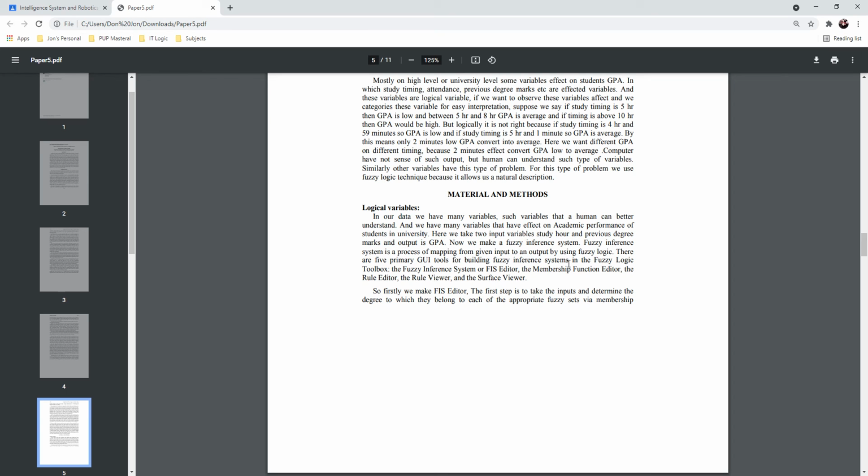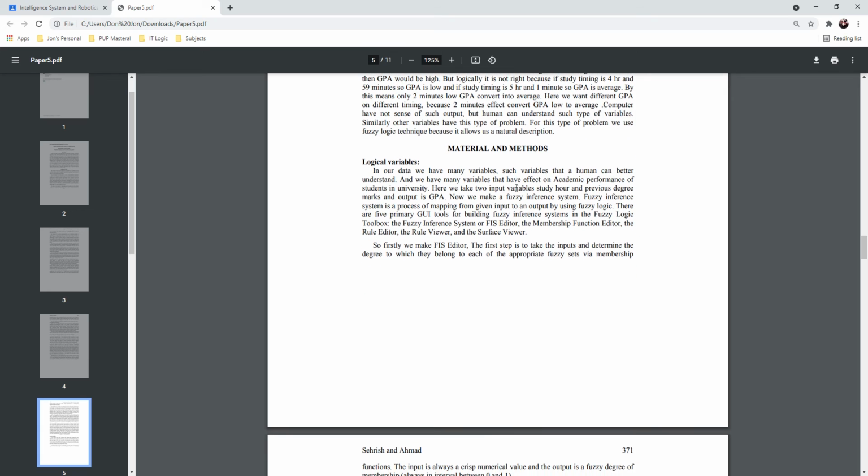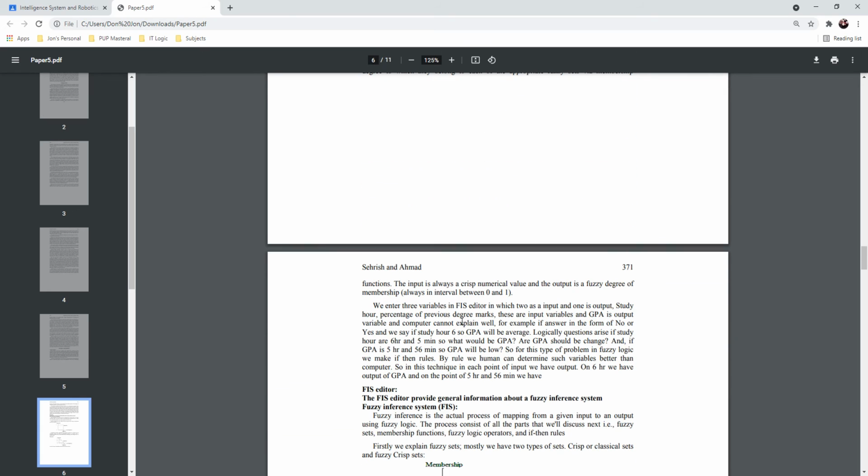Now they have applied the fuzzy inference system, which is basically the mapping of inputs into an output by using fuzzy logic. There are 5 primary GUI tools for building a fuzzy inference system: the fuzzy logic toolbox, FIS editor, membership function editor, rule editor, rule viewer, and the surface viewer. We can also use MATLAB. First, they entered the input and output variables: study hours and percentage of previous degree marks are the inputs, and GPA is the output variable, which a computer cannot explain well in the form of no and yes. So like I mentioned, logical questions will be arising.